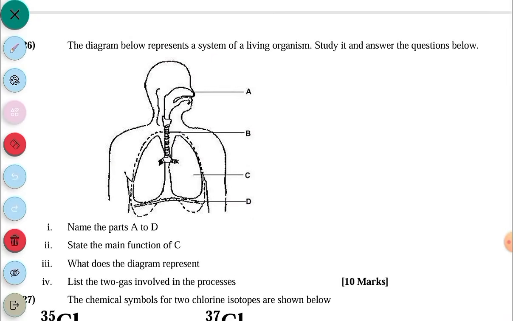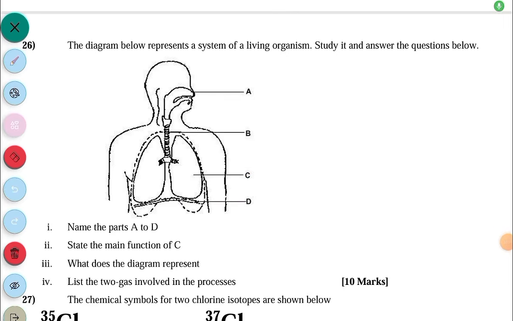Then question 26. So the diagram below represents a system of a living organism. Study it and answer the questions below. So A is a nostril, B is a trachea, C is the lungs, D is the diaphragm. The function of the lungs: site for gaseous exchange.